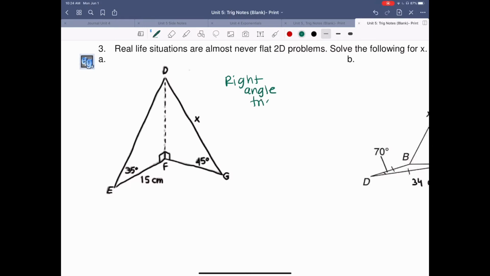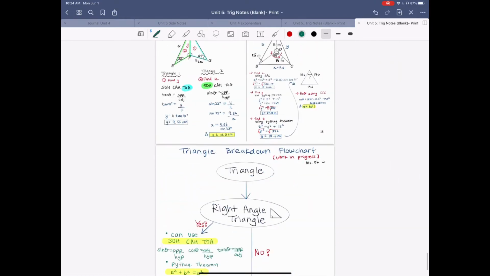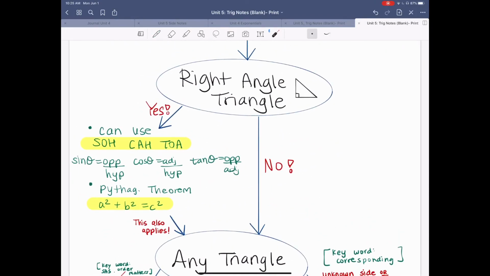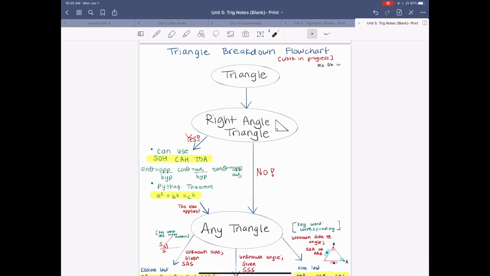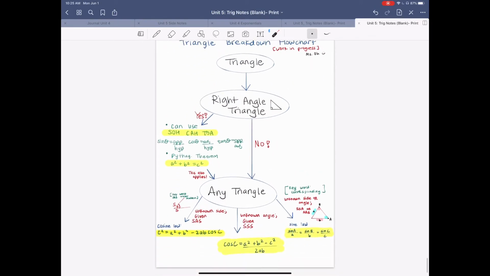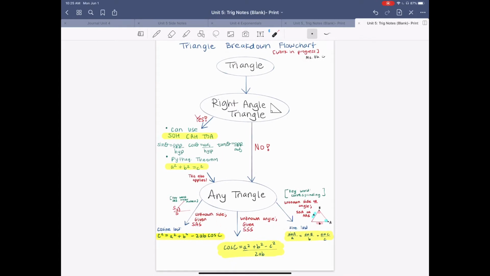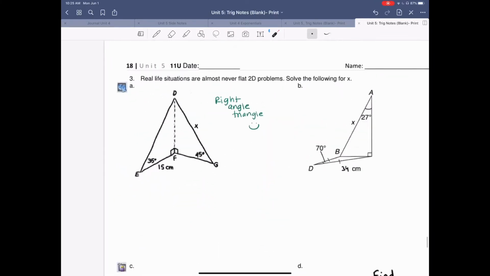The reason I'm pointing this out is because that means you can use some of the pathway rules, which are right here. SOHCAHTOA and Pythagorean theorem, you can use those because that is a right angle triangle. You can also use any of these because it is a right angle triangle, so it is part of being any kind of triangle. So let's go to the first question.